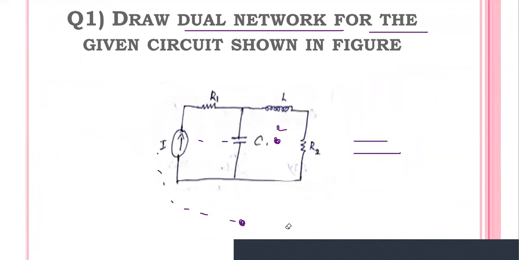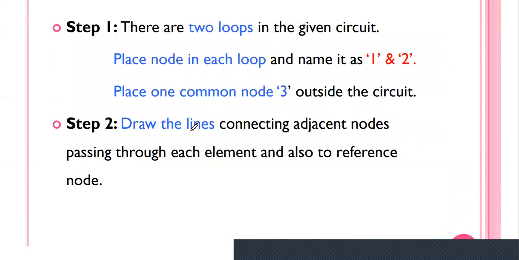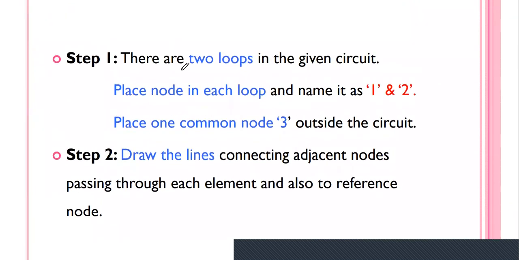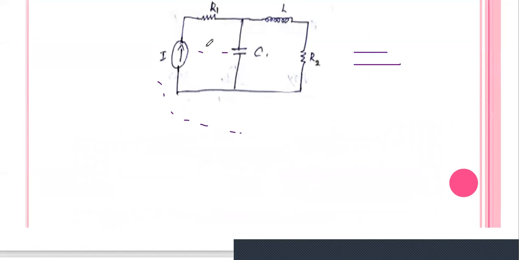In this circuit, what are all the elements connected? One current source, resistances R1 and R2, and one inductor and capacitor. Our aim is to draw a dual network for this diagram. In order to draw the dual network, we have to follow a procedure. What is the first step? First step, we have to identify the number of loops. How many loops are in our diagram? 2 loops. This is loop 1, this is loop 2.